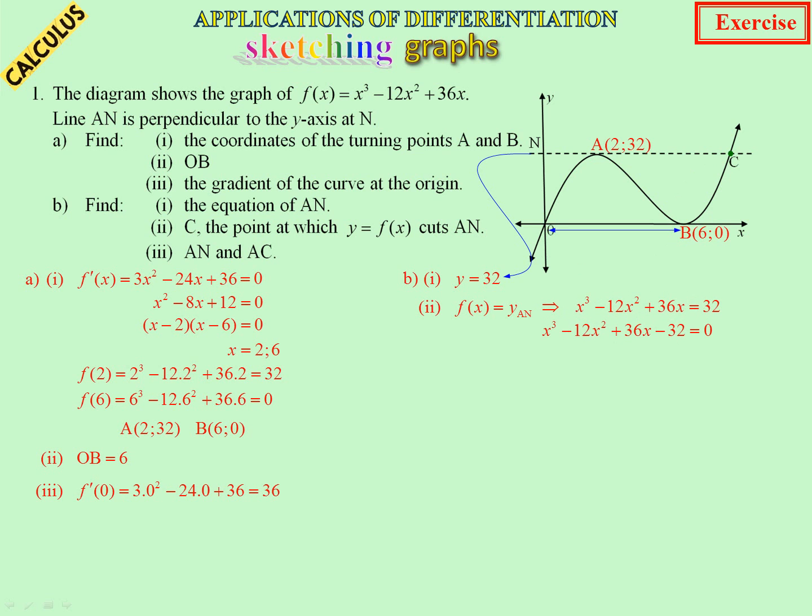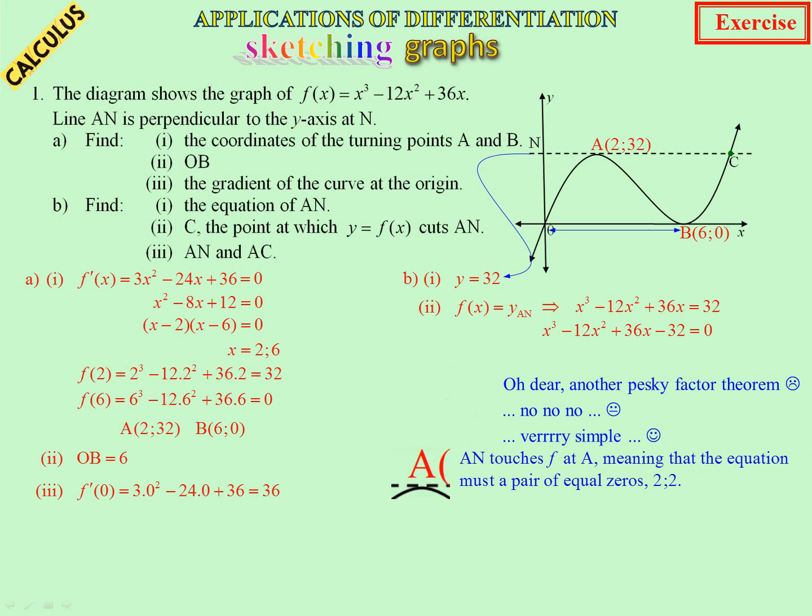You solve the equation. Our heart sinks. Is this another factor theorem? This is another one of these cases where AN touches the curve there. So instead of cutting 1, 2, 3 places, it's cutting at 2 places.